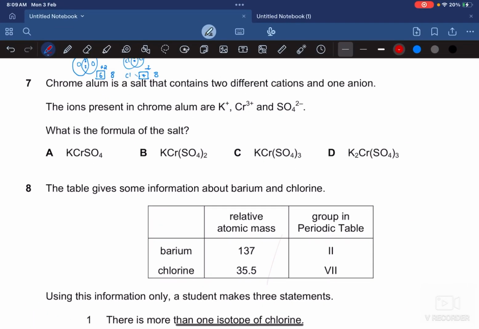So hi everyone, welcome back to another video. We're going to be continuing with our October-November 2024 paper 11 of chemistry O-levels, and we have completed the first 6 questions in part 1, so we're going to be continuing with the 7th question.